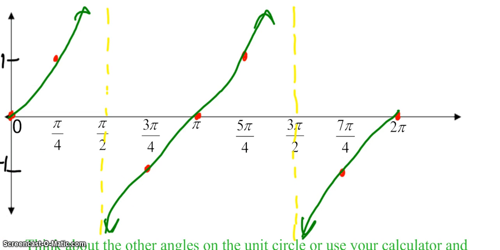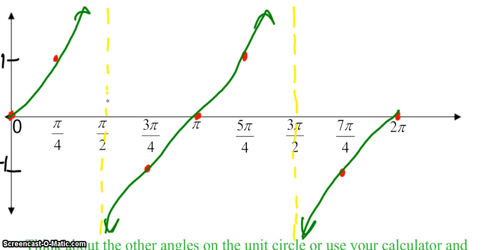Alright, so here's the general shape of what our graph should look like. Now, we'll talk in a minute about what a period is for tangent, because it's a little bit different than the sine and the cosine function. But I know tangent of 0 is 0 from the unit circle. Tangent of pi fourths is 1. Tangent of pi halves does not exist. That's a vertical asymptote. What is a vertical asymptote?